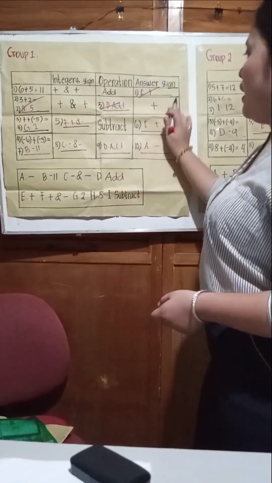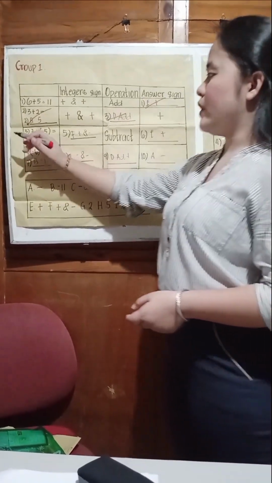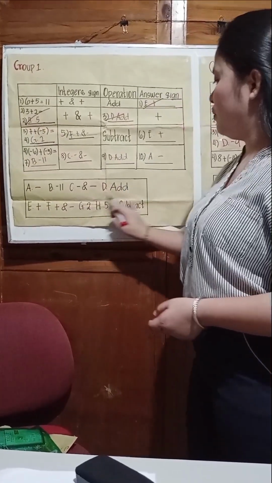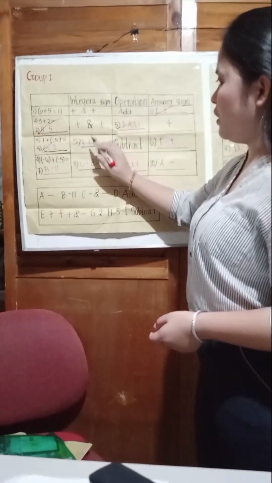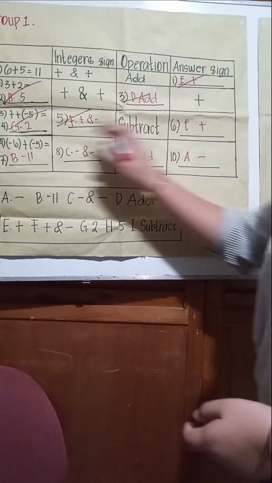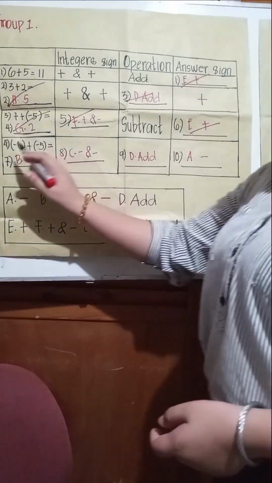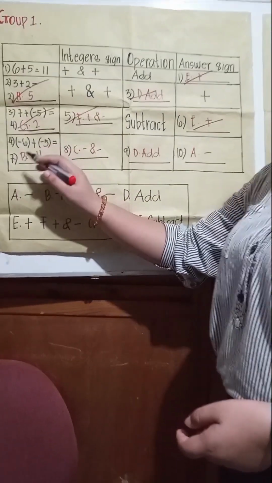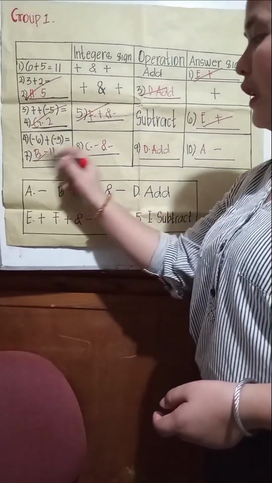Tama. And then, number 4, the difference of 7 plus negative 5, 2. Tama. Then, number 5 is the integer sign, plus and negative, letter F. Tama. Then, the answer sign is positive, letter E. Tama. Then, 7 is negative 11. Negative 6 plus negative 5 is equal to negative 11, letter B.